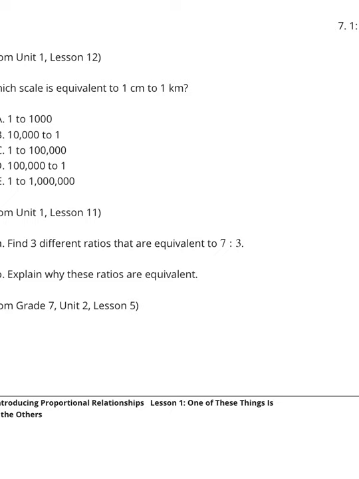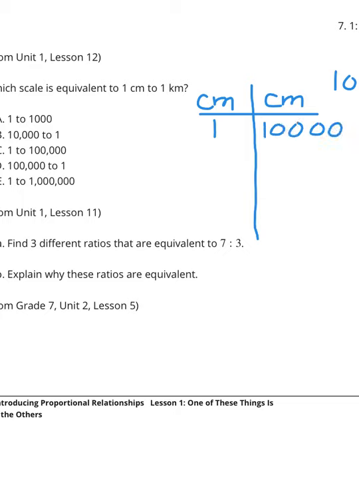We skipped question number 3 and we went down to question number 4. So for this one, I would put them both into the same units. Instead of centimeters to kilometers, let me go centimeters to centimeters. I have to figure out how many centimeters there are in a kilometer. I know there's 100 centimeters in a meter times 1,000 meters in a kilometer, which gives me 100,000 centimeters in 1 kilometer, which means that my scale is C.